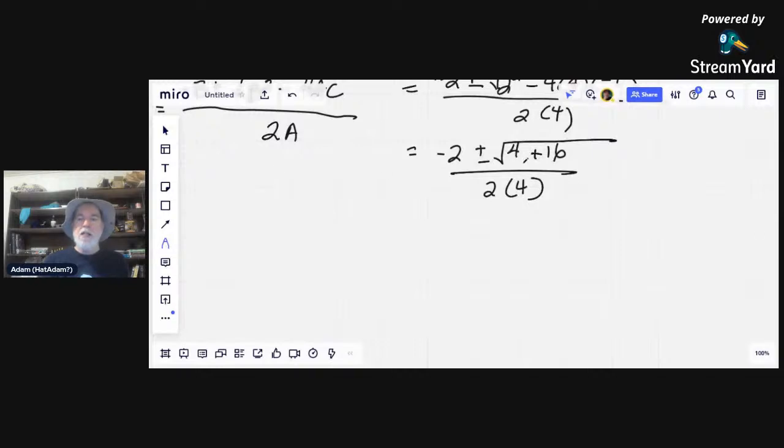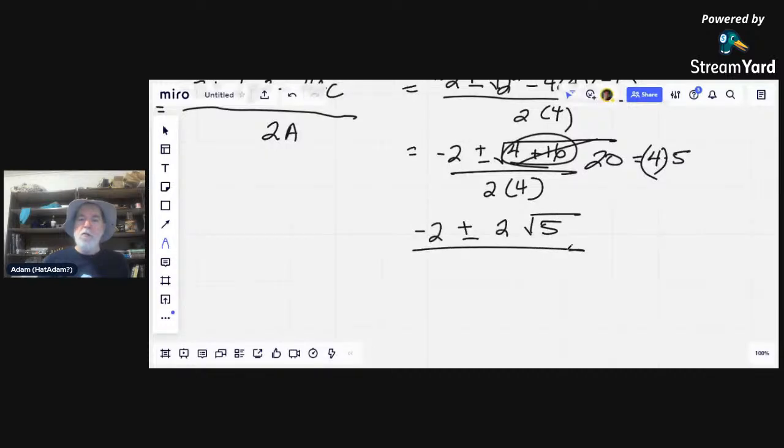And this, I'm not going to write out this whole thing again. This whole business, let's just cross that out. That ends up being 20, which equals 4 times 5. Okay? I hope that didn't go too crazy with that. So we end up with -2 plus or minus, let's bring the 4 out of the square root, 2 root 5, all over 2 times 4. Now you can see why I didn't multiply that out.